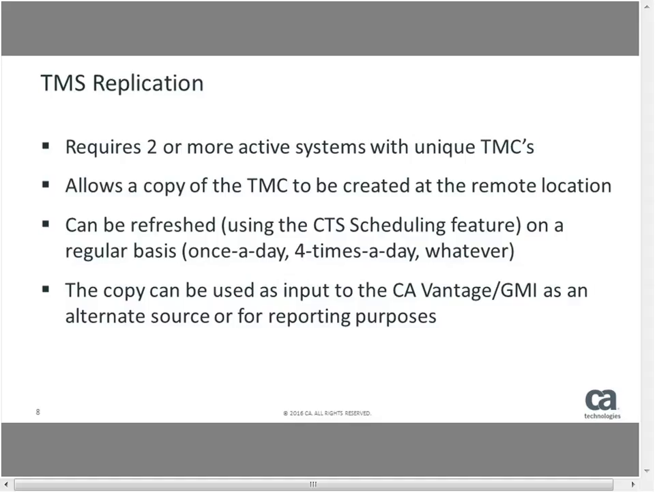Within the CTS address space, we have the ability to schedule other CTS functions, including the replication function, on a regular basis. So if you wanted to have the TMC recopied every 4 hours or every 6 hours or once a day, you could schedule that to occur. What can you do with the copy? At this time, the copy is limited for reporting purposes only, but it can also be used as input to the Vantage GMI. And I'll show you how you can use the Vantage GMI to look at that replicated copy at the other z/OS system.